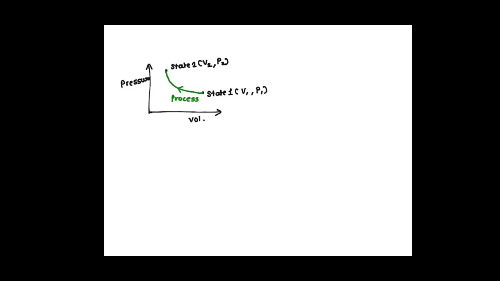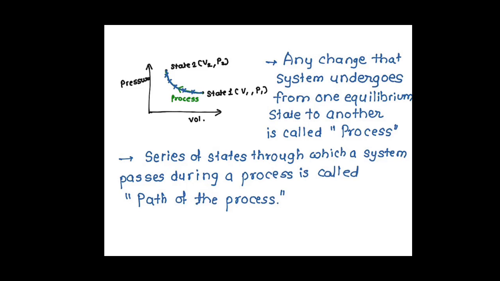The series of states through which the system passes during a process is called the path of the process. Finally, take note that it is necessary to specify the initial and final states of the process as well as the path it follows and the interaction of this process with the surroundings. Lastly, we will try to see what is meant by a thermodynamic cycle.